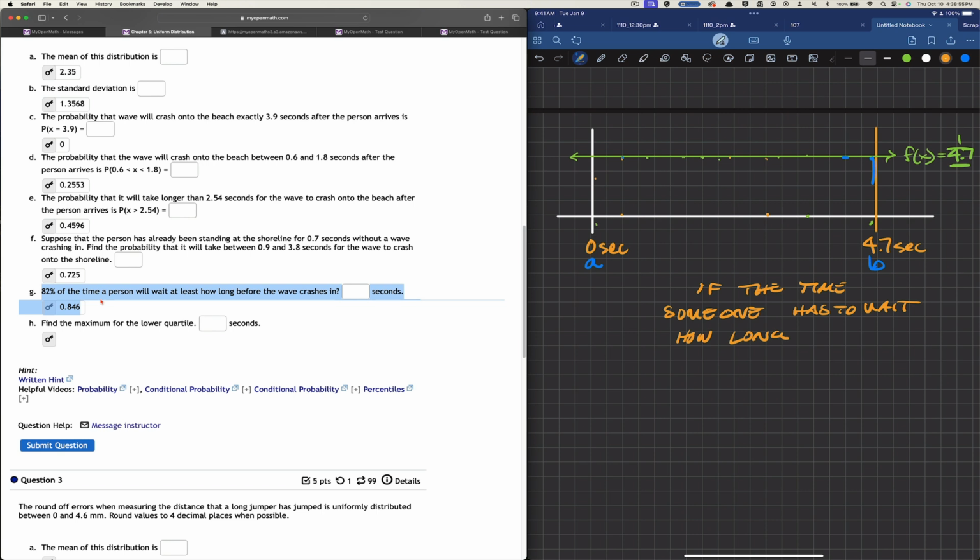All right, so let's change this to 50%. And of course, that one's easy to spot, I hope. If you had to wait 50% of the time, someone has to wait how long? Well, that's going to be right in the middle, okay?